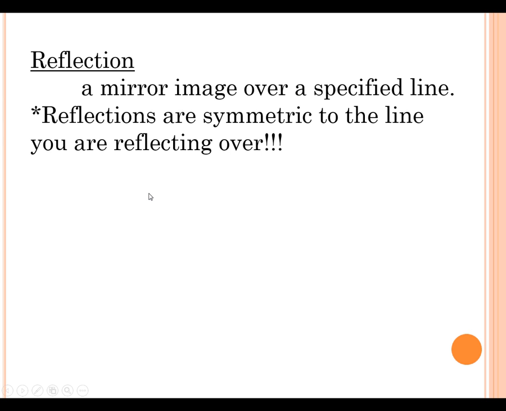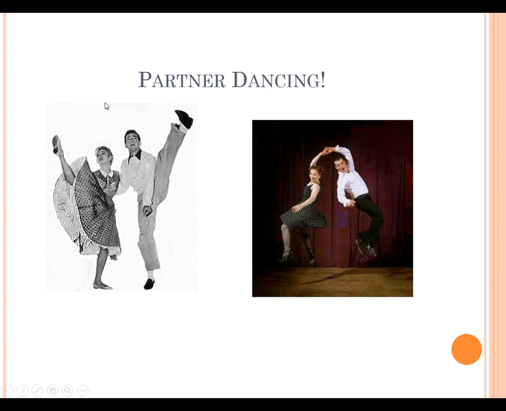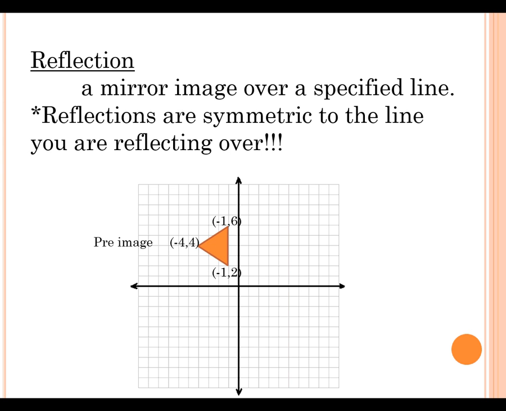So a reflection is a mirror image over a specified line. There's supposed to be a line drawn in called the line of symmetry, or axis of symmetry, or line of reflection. If you imagine this was a piece of paper and here was our line of symmetry, if I were to fold along that line, both sides would pretty much match up. Or if you flip something over the line, it should look the same after it flips. So reflections have symmetry, and they'll be symmetric to the line that you're reflecting over.